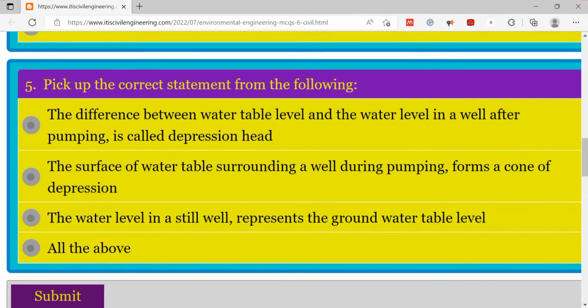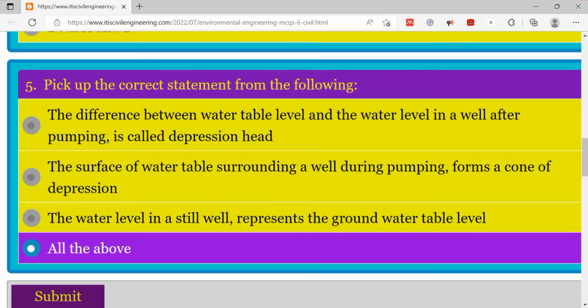Pick up the correct statement from the following. The difference between the water table level and the water level in a well after pumping is known as the depression head. So yes, of course, the depression head is the difference between the water table level and the water level. Then the surface of the water table surrounding a well during pumping forms a cone of depression. So this is also true. The water level in a steel well represents the groundwater table level. This is also correct. That is, all of these statements are correct.